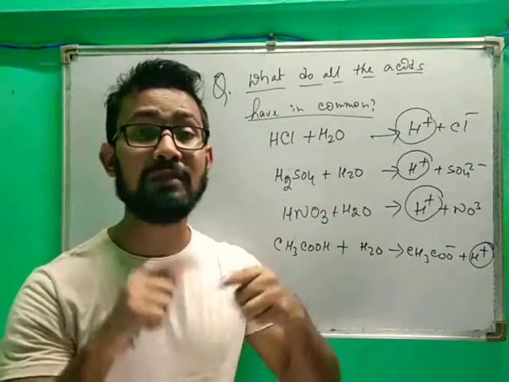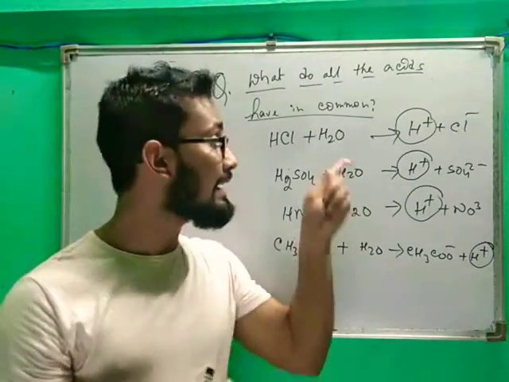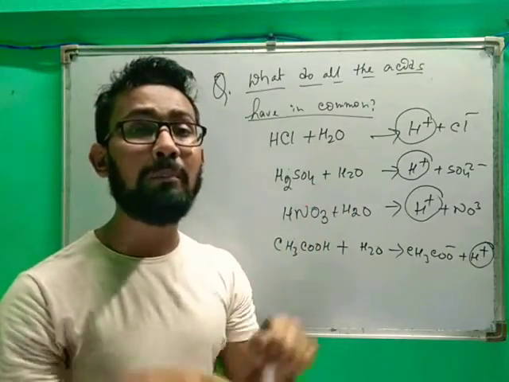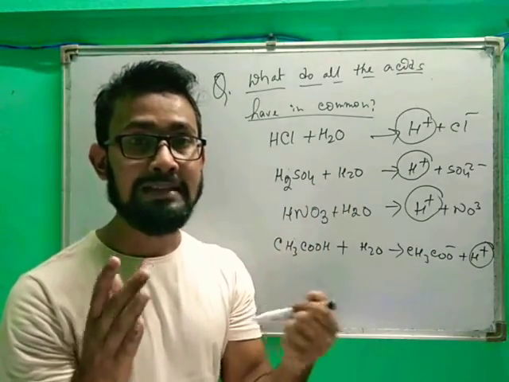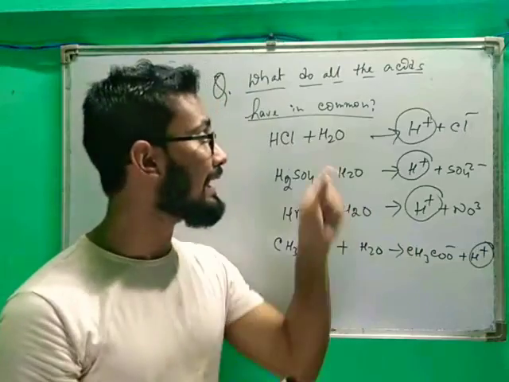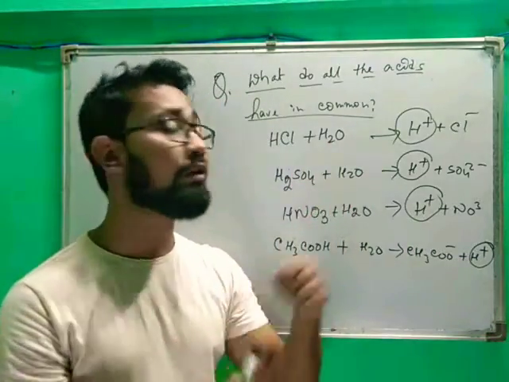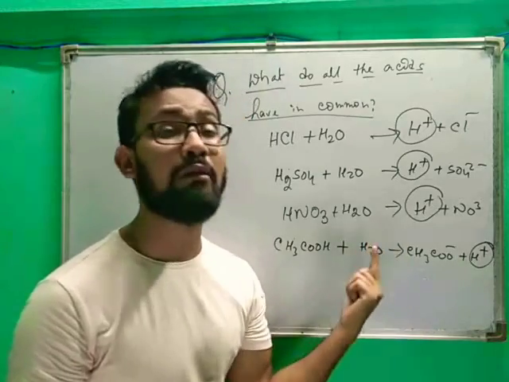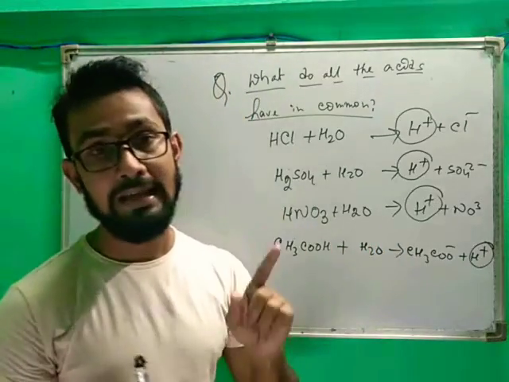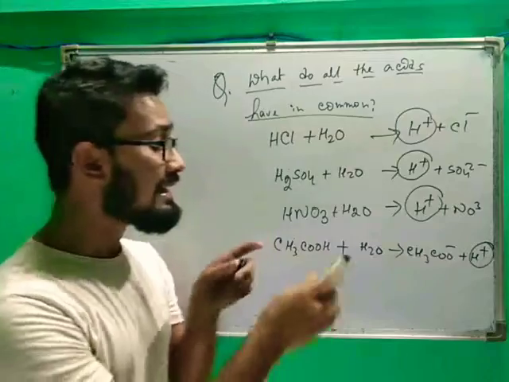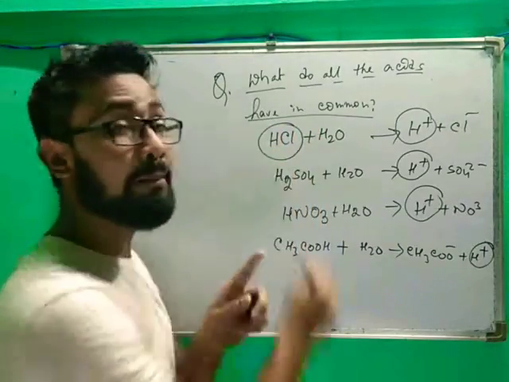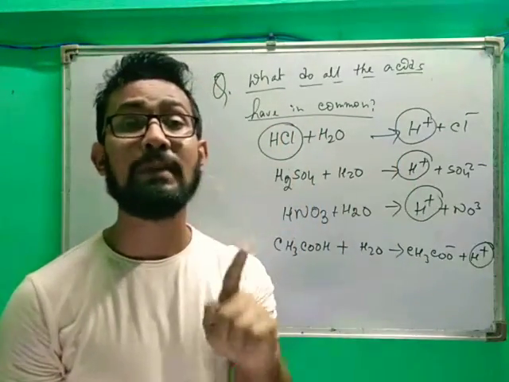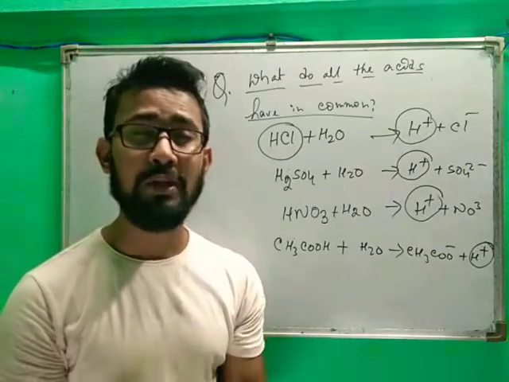In the case of these three, the hydrogen ions completely separate, completely liberate. As they liberate more hydrogen ions, they are strong acids. This one liberates fewer hydrogen ions, so it is our weak acid. So HCl is showing acidic property because it is producing H plus ions in its solution. You have to keep this in mind.